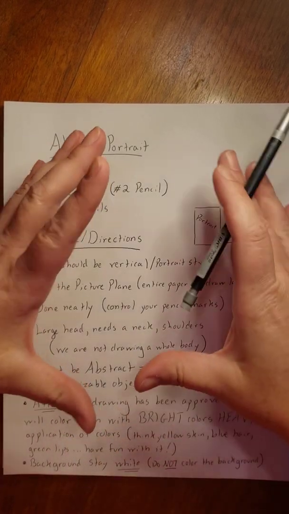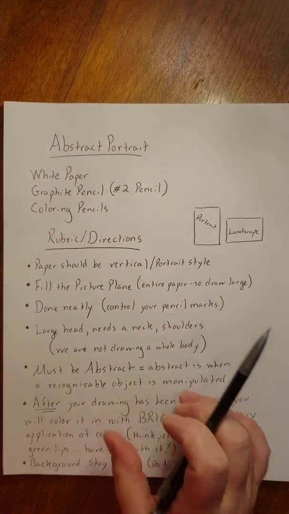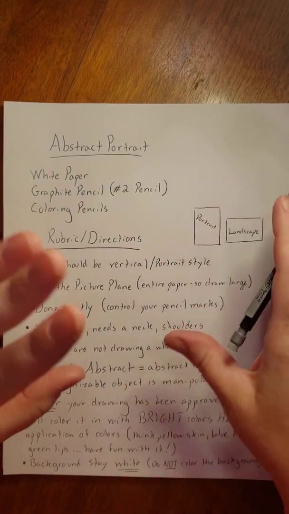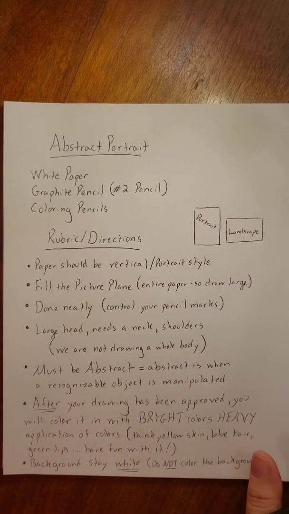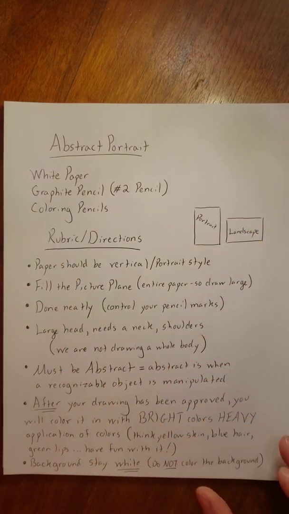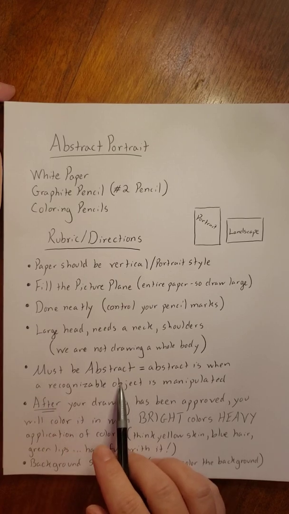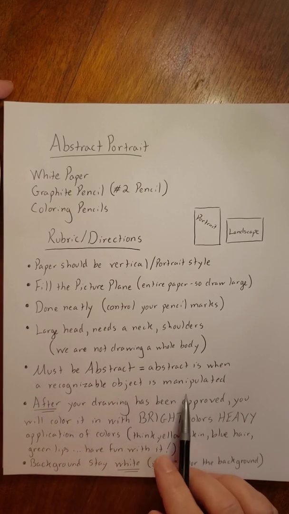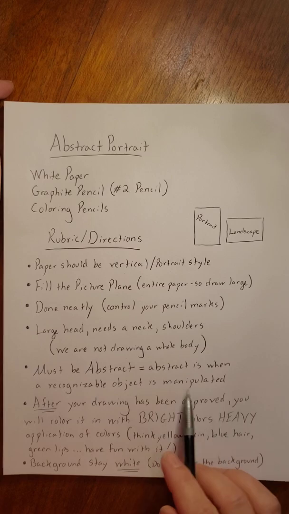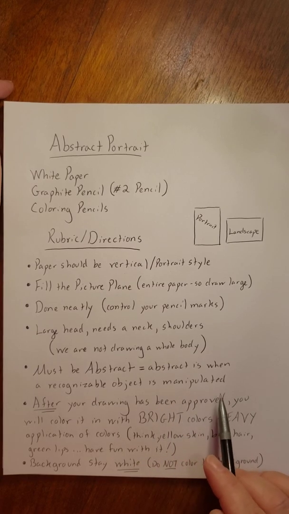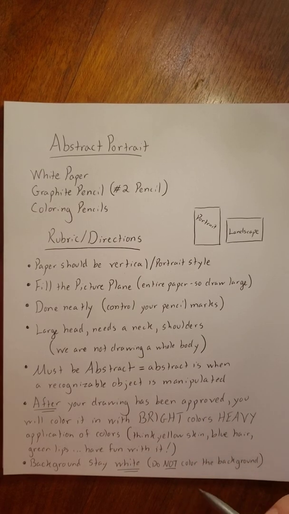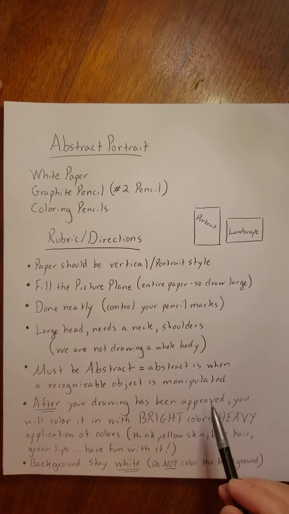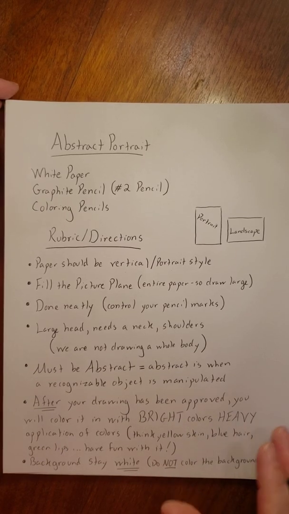We're going to have a large, fun-looking head, a neck, and shoulders. We don't need any arms, we don't need any talking bubbles, but we do need to have that large head, neck, and shoulders. We're not drawing the whole body. We are working on an abstract. Abstract is when a recognizable object is manipulated. We talked about that a little bit last week. We know that manipulated is something that is different, changed, altered, no longer looks the norm, and it's messed up. So we like that look right there.